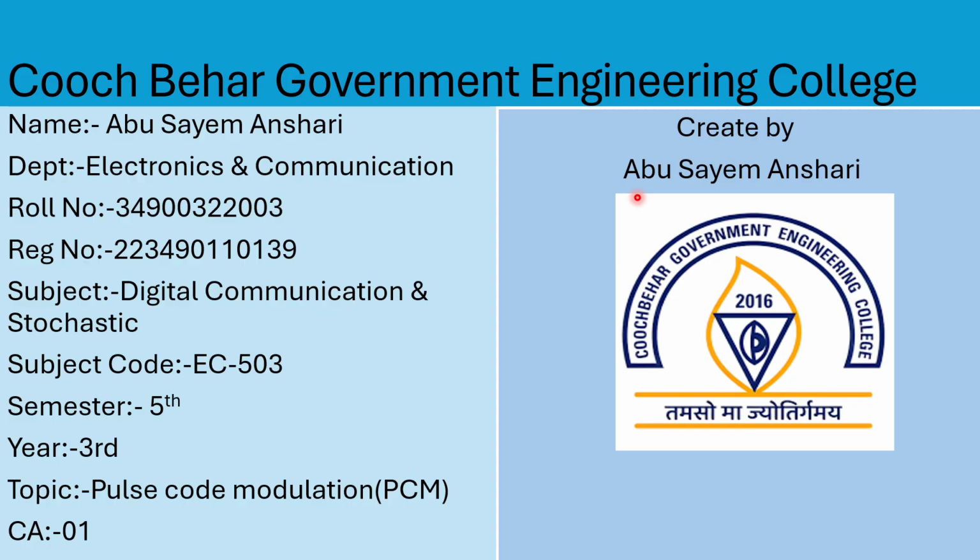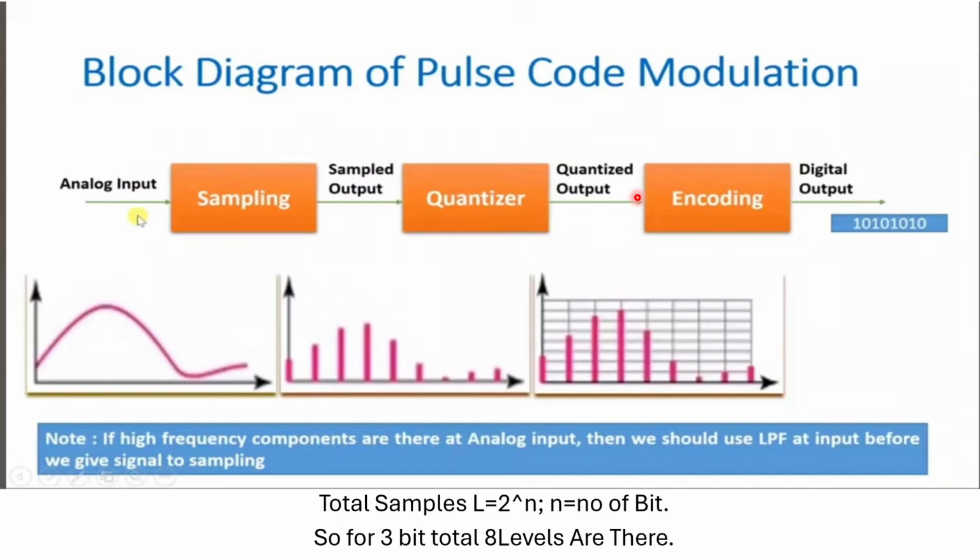Today I want to talk about pulse code modulation. First of all, we see the block diagram of pulse code modulation. We take a continuous analog signal as the input, which is amplified. Then sampling the continuous analog signal will make a discrete signal like this. This discrete signal goes to the quantizer, which will make this type of signal. But what is the difference between the quantizer and sampling?